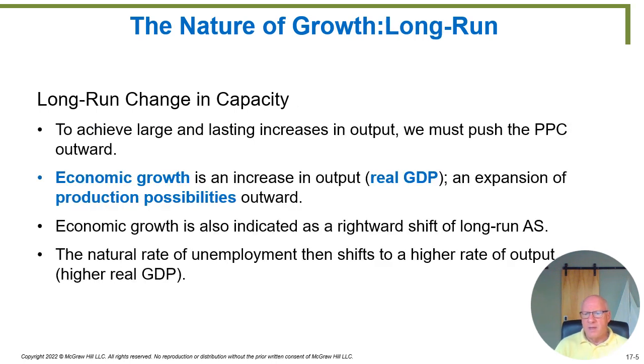So what we're talking about then is the long-run change in economic growth, or shifting the capacity of the economy to grow. In other words, we're going to push the production possibilities frontier, or curve, outward. If we're going to do that, we need to think about how we're going to shift the long-run aggregate supply curve. That's pretty much the same thing. Shifting the long-run aggregate supply curve is the same thing as pushing out the production possibilities frontier. So the natural rate of unemployment shifts to a higher rate of output.